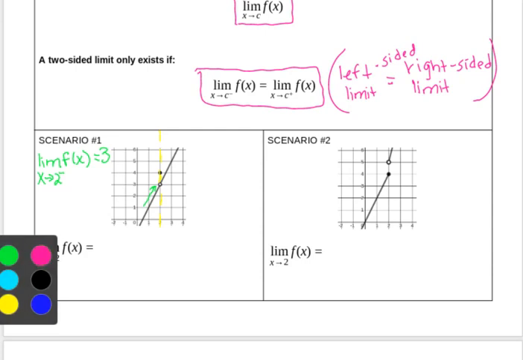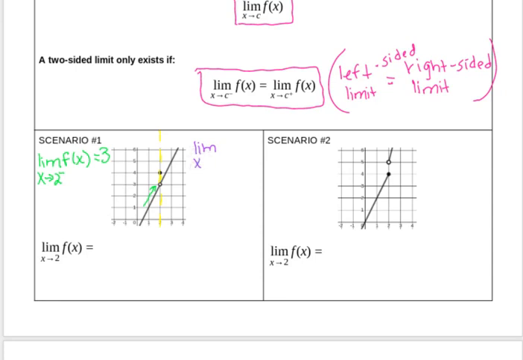Now let's look at the right-sided limit. So we're going to do the limit of f of x as x approaches 2 from the right side. So if we look at the function and we approach 2 from the right side, it also looks like we're heading towards 3. Since the left side and the right side are equal to each other, the overall limit is actually 3. So we're good to go.